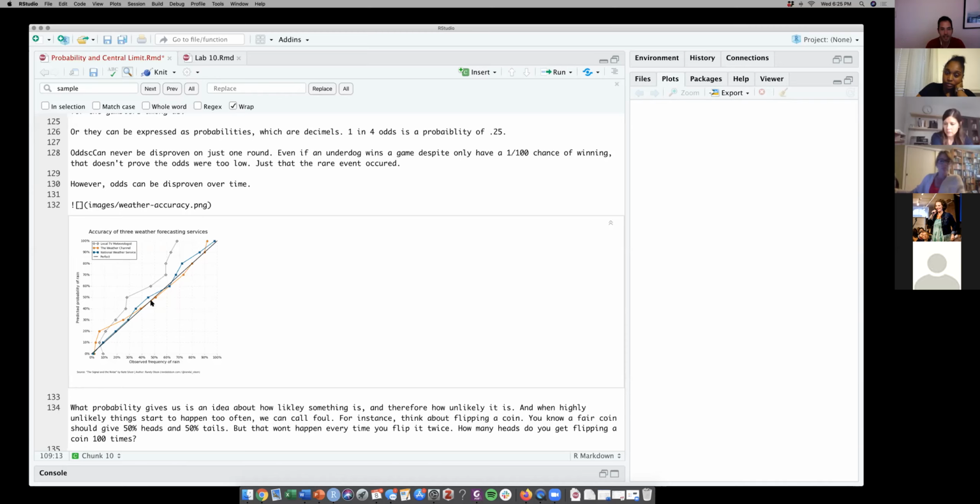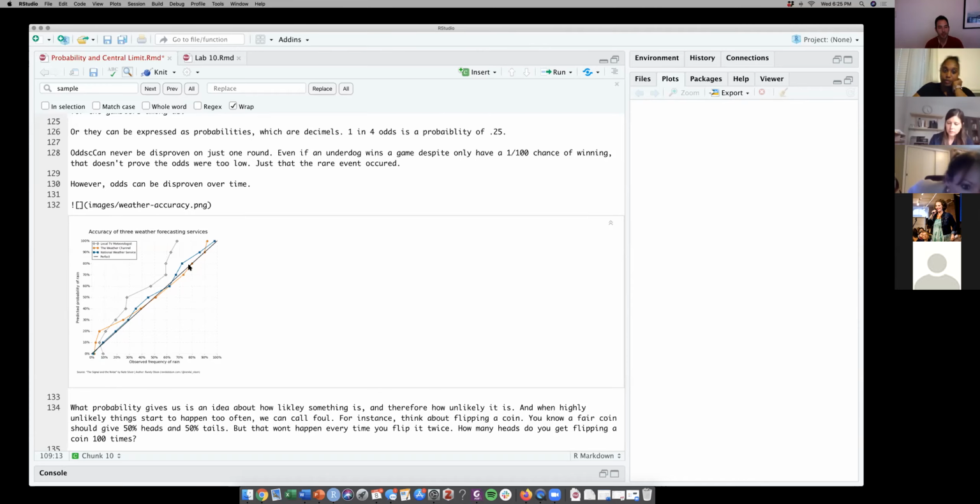The Weather Channel is actually pretty good as well. They're almost spot on at 90, 80, 70. Most of these, they're very close. If they say that there's a 50% chance of rain, half of the time it will rain on those days.